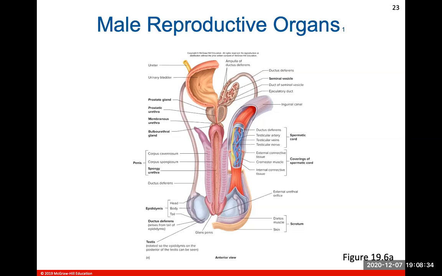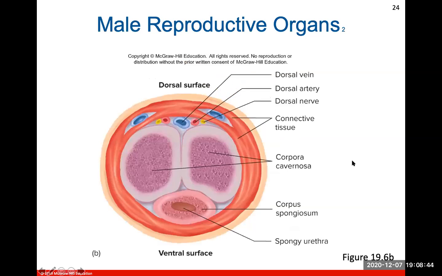Okay, thanks for that. And then you can see here the urethra comes out through the prostate and then out through the penis. This is a look at the three erectile tissue columns: the corpora cavernosa, which takes up the majority, the corpus spongiosum, and then the spongy urethra that goes through it. So these are the three different columns.